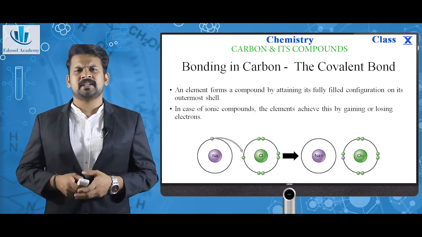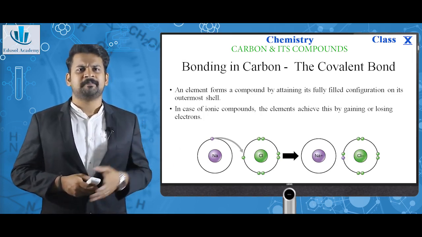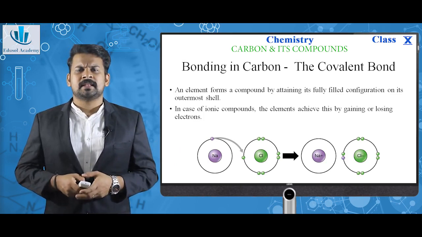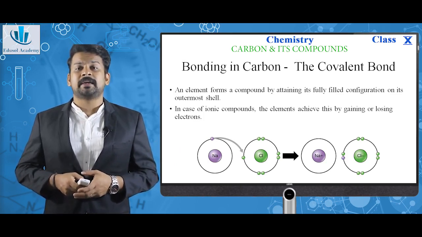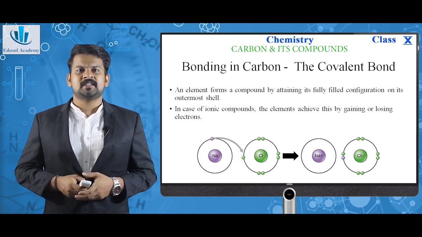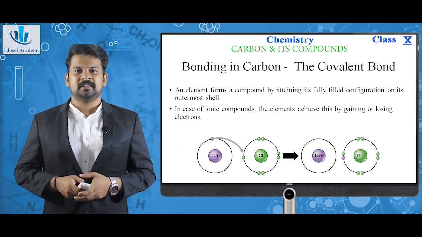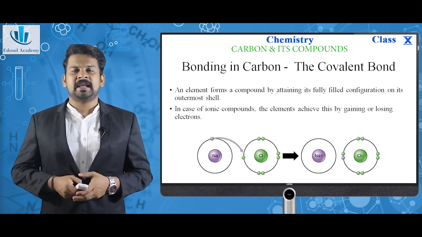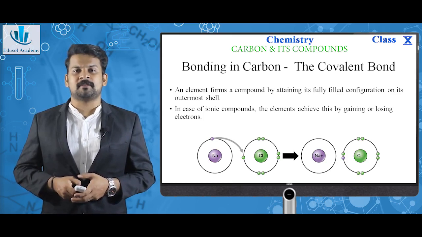As we have studied what an ionic compound is, as you can see here, in the case of ionic compounds the elements achieve this by gaining or losing electrons. As you can see in the picture, this is the formation of sodium chloride. Sodium loses one electron and chlorine gains the same electron. They form sodium chloride, Na+ Cl-, with an electrostatic bond of attraction.